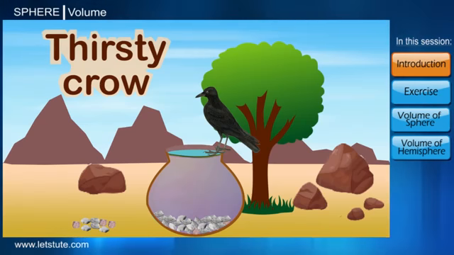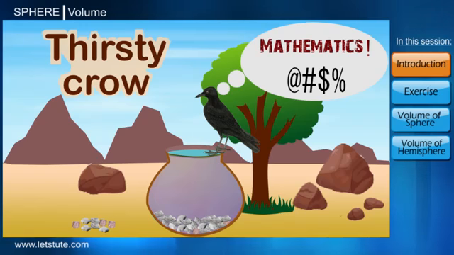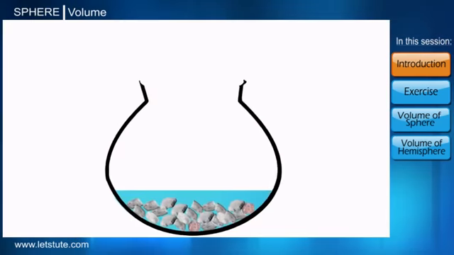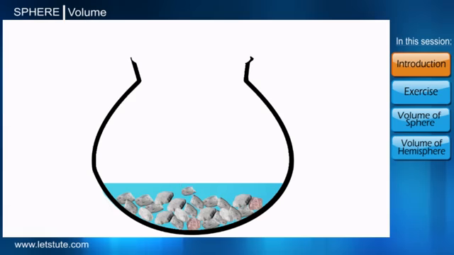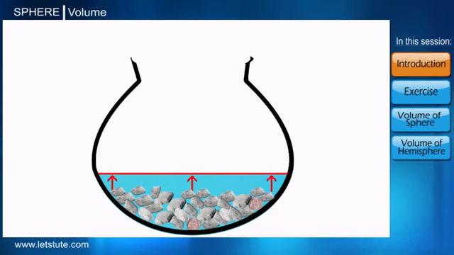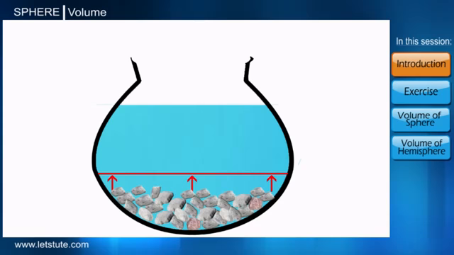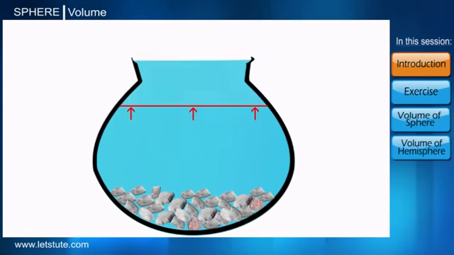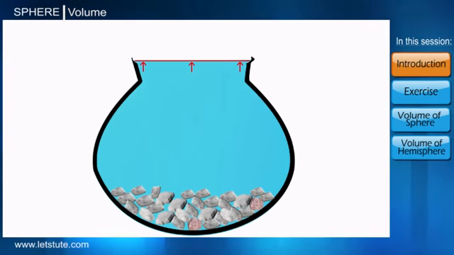Guys, knowingly or unknowingly, that crow applied mathematics over there. The simple logic is, when it was throwing small stones into the pot, the stones drowned and the same volume of water rose up. As soon as the number of stones increased, the water level also increased and it came up to the brim of the pot.